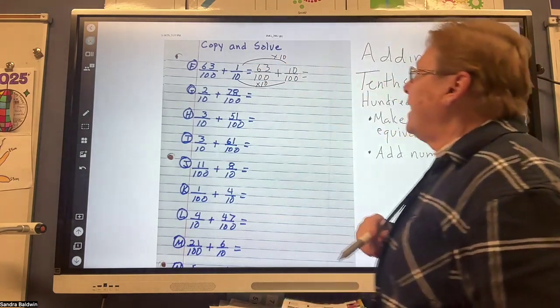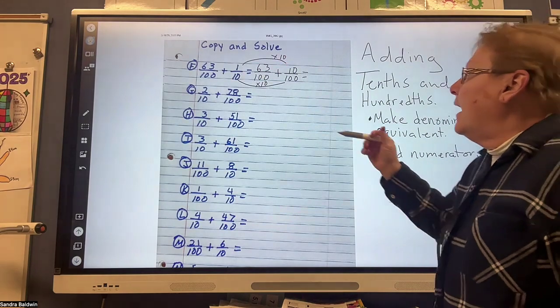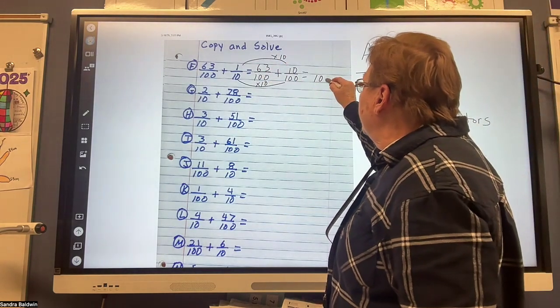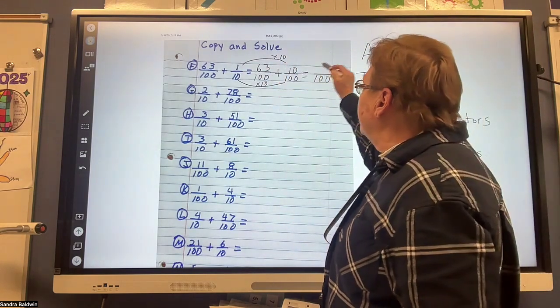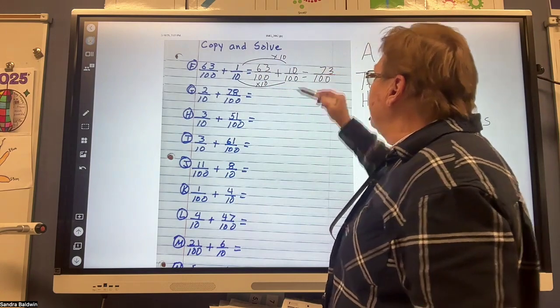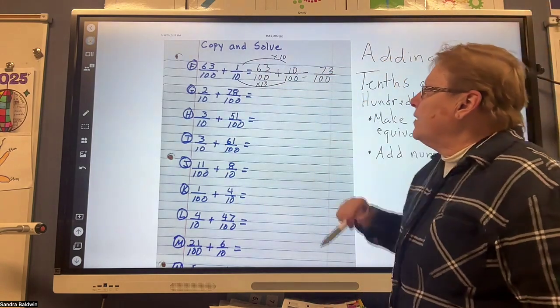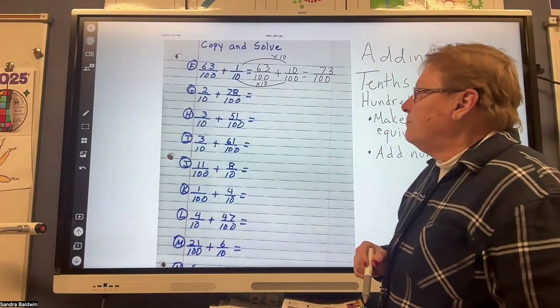And so when I add, now I can add the fractions, because my denominators are the same, so I will keep the denominator. Then I will add the numerator. 63 plus 10 would be 73. So 63 hundredths plus 1/10 equals 73 hundredths.